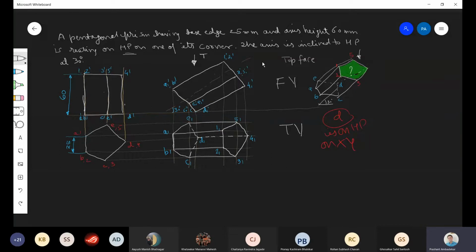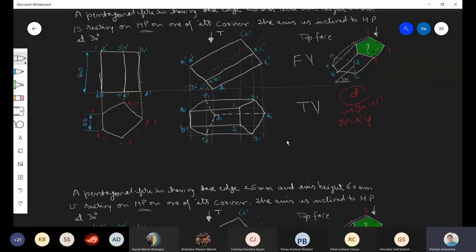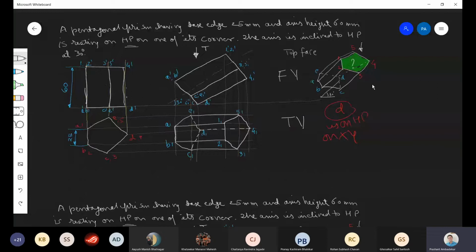Okay, so coming back to this numerical which I was discussing in the morning. See, this is how it is. Now, let me turn on my camera. Can you see me now?